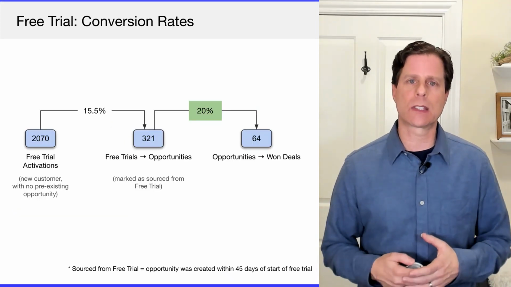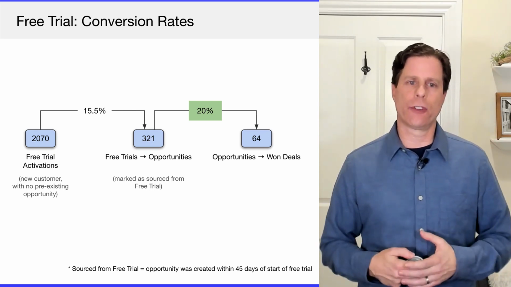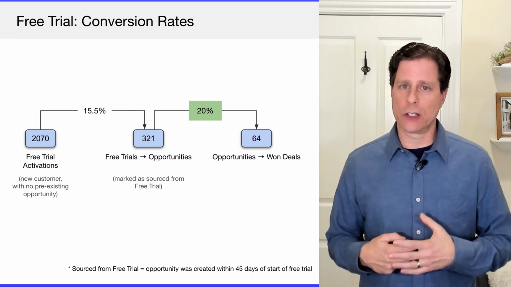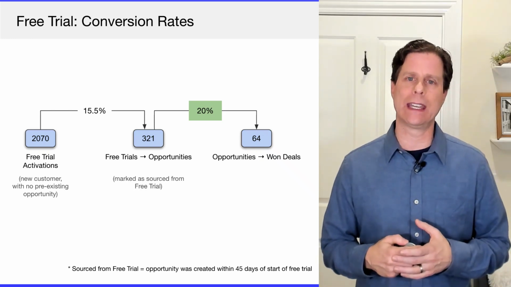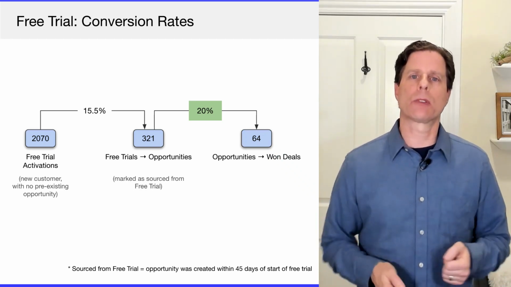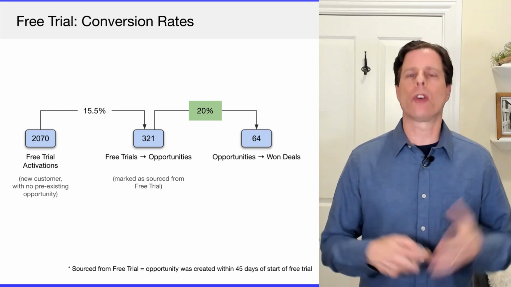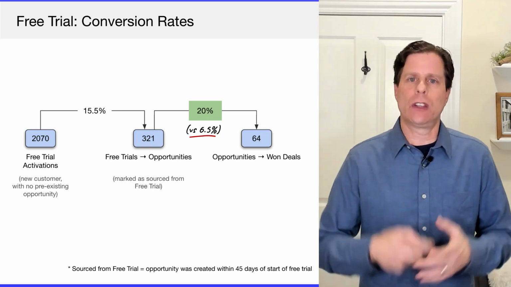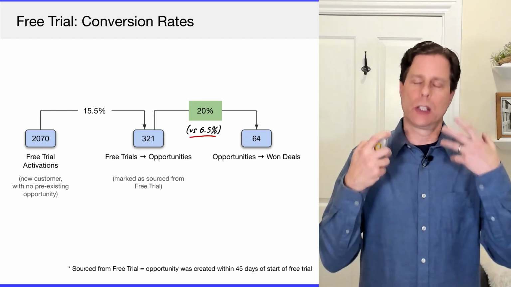Over the last 6 months, we've had over 2,000 people activate their free trial. And of those, about 15.5%, which is a few points higher than our average, have become qualified opportunities. But the real number I want to focus on is what percentage of those opportunities become closed won deals. And there the number is 20%. And if we compare that to what our average is for all opportunities, we see that it's 6.5%. So if it is sourced from the free trial, we go from 6.5% to 20% close rate.